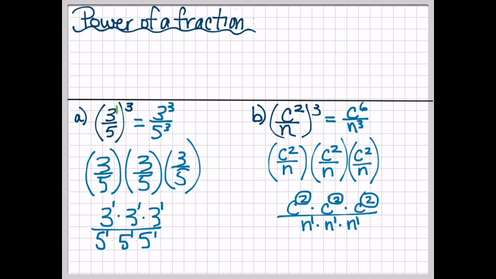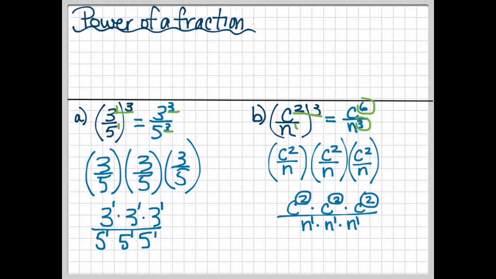So if we think about it, I'm just multiplying each exponent on the inside by the exponent on the outside. So for here, 1 times 3 is 3. 1 times 3 is 3. Over here, we have 2 times 3 gives me 6, and 1 times 3 gives me 3.